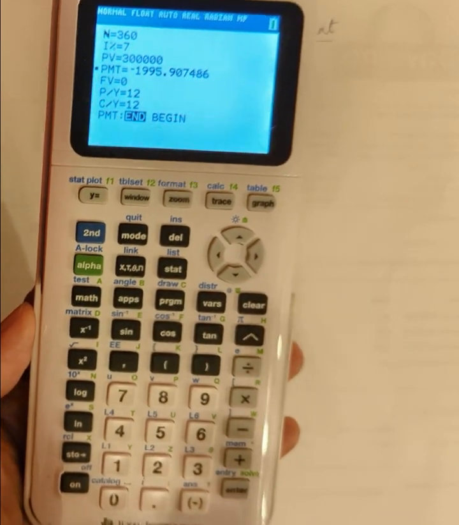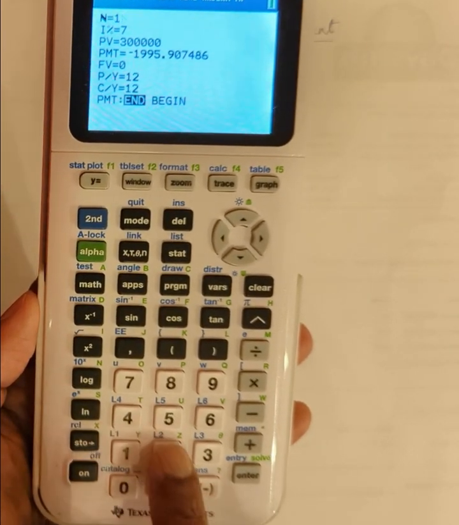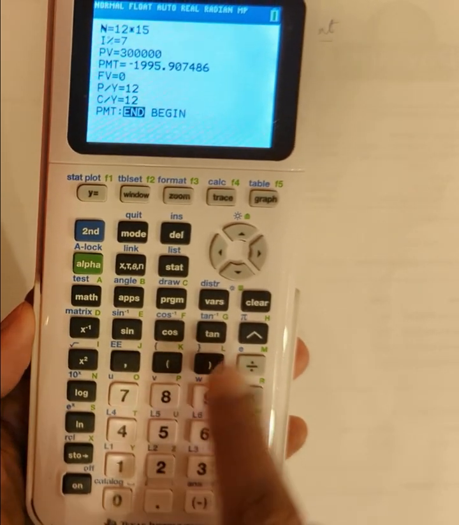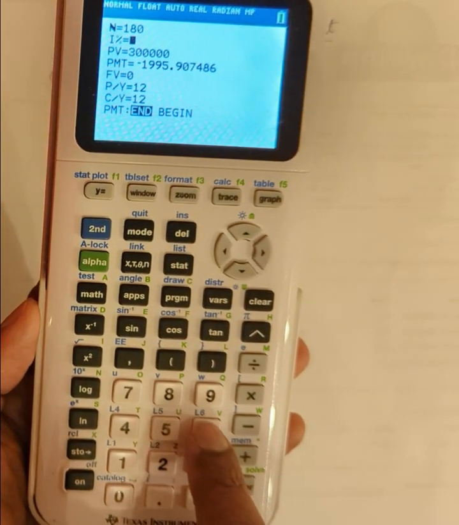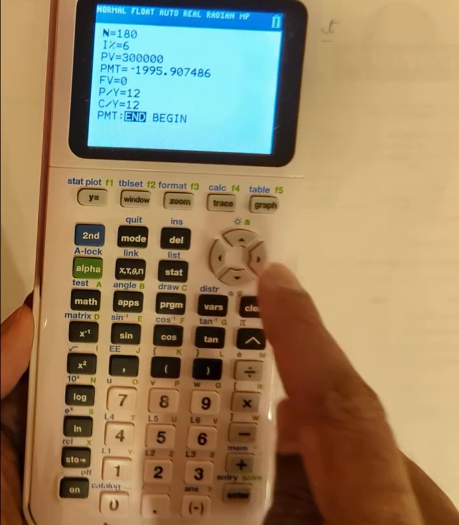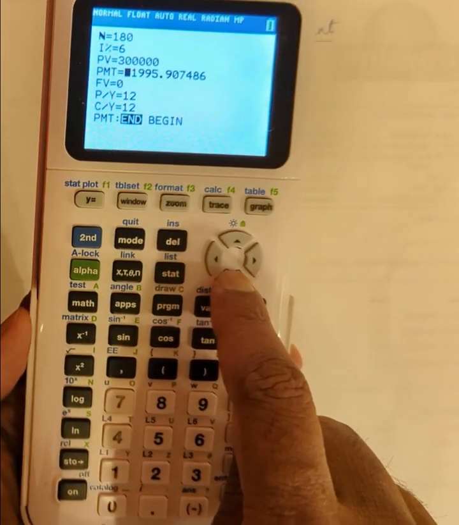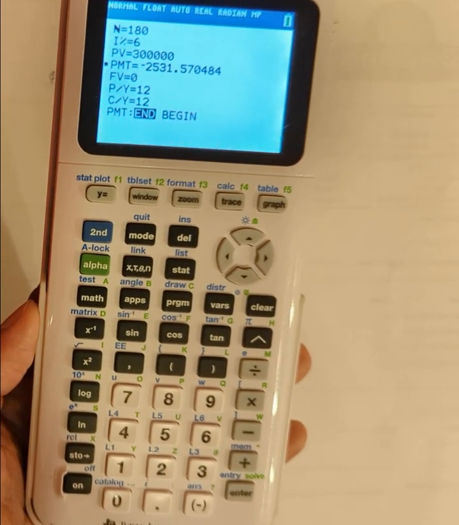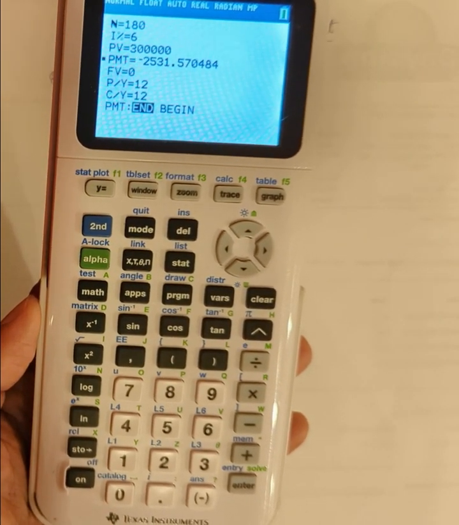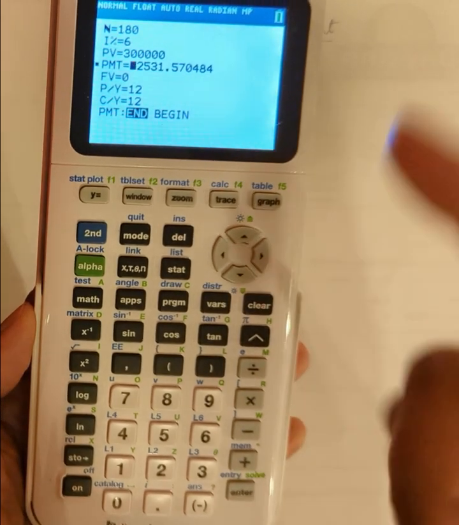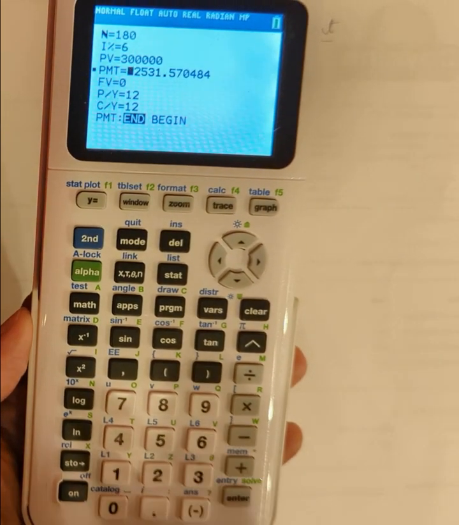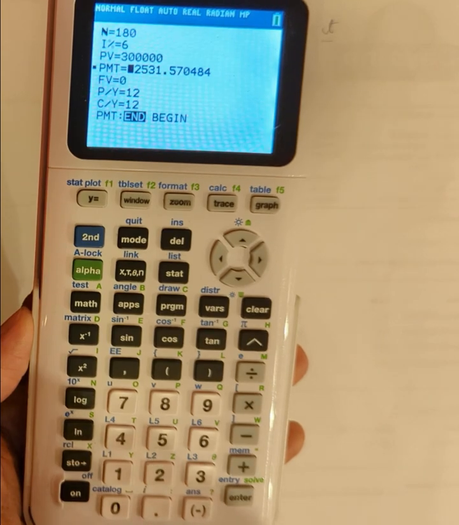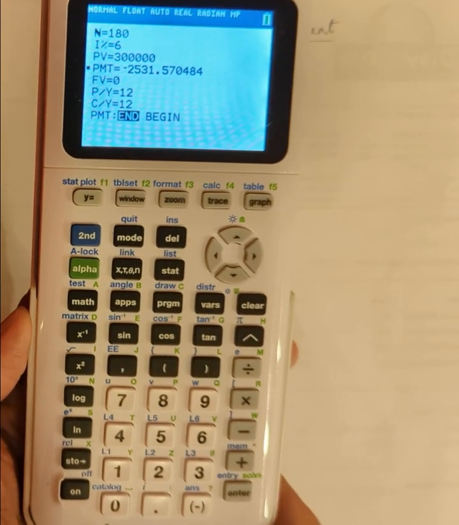And again, you could change your number of payments. Let's say you only want a 15-year loan, so then it would be 12 times 15, and say your interest was again 6%, and your loan amount, let's say it's still 300,000, and then alpha solve, and then it would be 2,531. Now you can change any number you want, and then the calculator will compute accordingly.